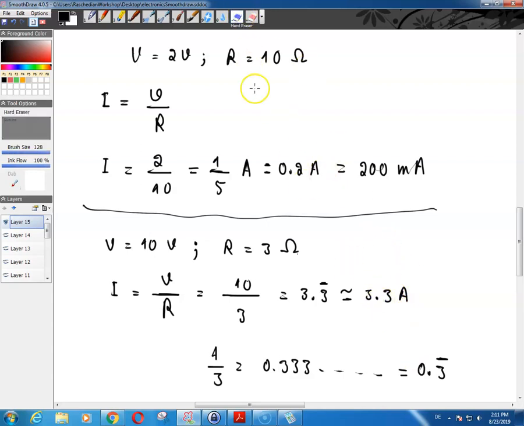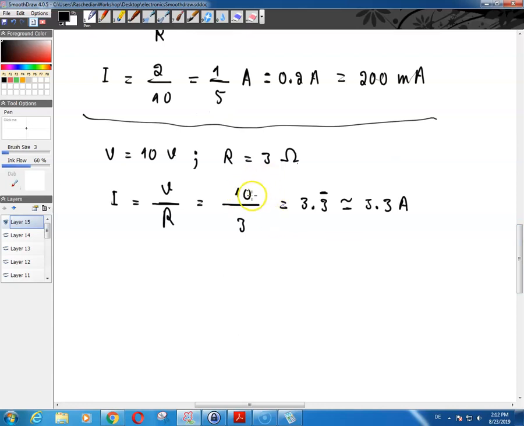You round this to 3.3 amps. But of course, if this was some final answer and you were not going anywhere with this anymore, you would probably write it as 3.3 amps. Otherwise, if you were to use this again in the rest of your calculation, I would keep this as 10 thirds. 10 thirds is basically giving me all the precision of this number. But when I write it as 3.3 amps, the precision of the number, of course, is lost.